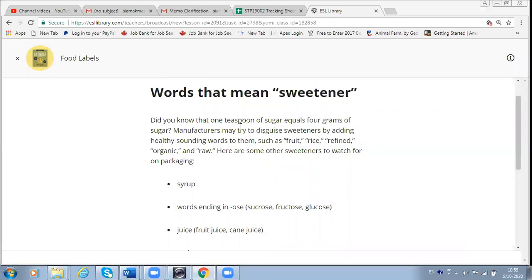Okay, so sometimes they disguise the sweeteners. You know disguise? Misleading? No. Disguise means to cover or hide. They hide sweeteners. They will not tell you that this is sugar, that this is fruit sugar or rice sugar. Sometimes they add some healthy sounding words to them, such as fruit, rice, refined, organic, or raw, but all of them mean sugar. So be careful about these sweeteners.